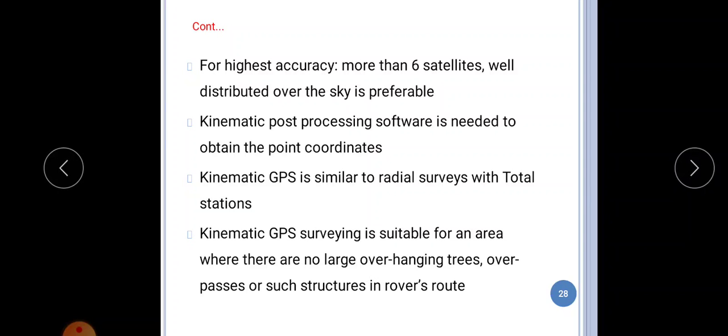Kinematic GPS surveying is suitable for an area where there are no overhanging trees, overpasses or such structures in the rover's route. That is, here the rover is moving, so on that area there should not be any obstructions like overhanging trees, overpasses or other structures. If there are such obstructions, the rover cannot move freely, so they should not be there.